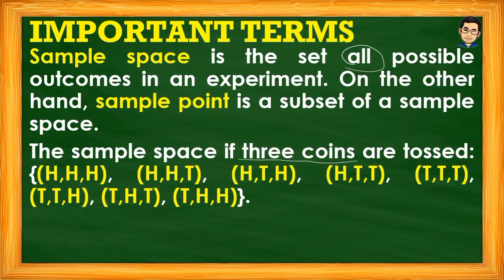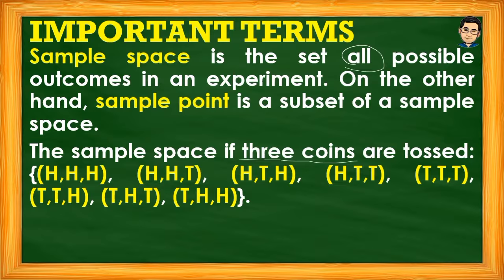Ayan. Head, head, head; head, head, tail; head, tail, head; head, tail, tail; tail, head, head; tail, head, tail; tail, tail, head; tail, tail, tail. Okay, so kung mapapansin natin, meron po tayong 8 outcomes. Sir, paano po nakuha yung 8 na yon?